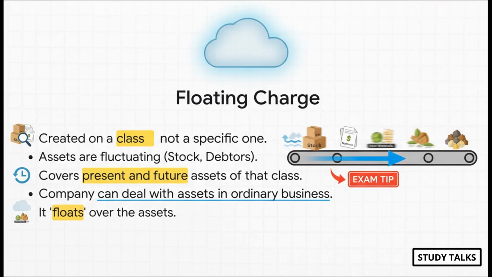Now for its much more dynamic cousin, the floating charge. See, unlike a fixed charge that clamps onto one thing, a floating charge floats over an entire class of assets. And these are assets that are constantly changing. Think about a company's inventory, its stock and trade, or its debtors. That stuff is always in flux. A company has to be able to sell its stock to make money, right? A floating charge allows for exactly that. It covers all the assets in that class, what's there today and what will be there tomorrow, while letting the company run its business as usual.